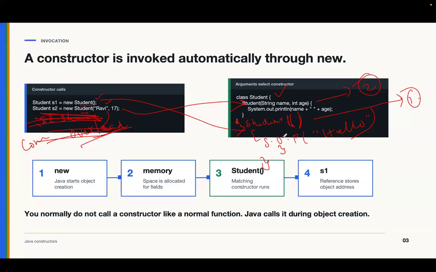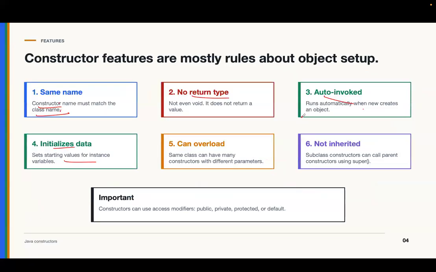So here, for example, I can create int a. This is nothing but an instance variable. Initializes data, sets starting values for instance variables. We can do it, and we can overload. I told you, right, what is overloading? According to the parameters we pass, that particular constructor will be called, which is nothing but overloading. The same class can have many constructors with different parameters.